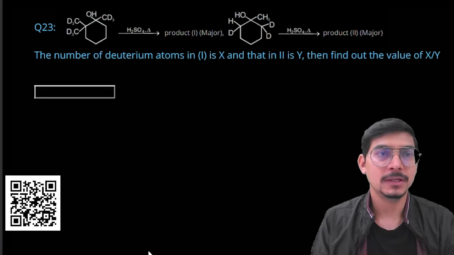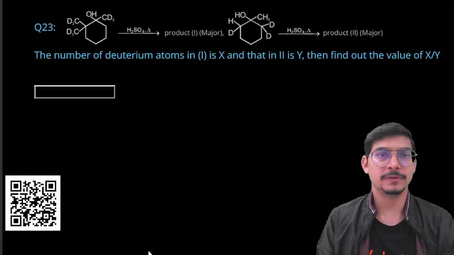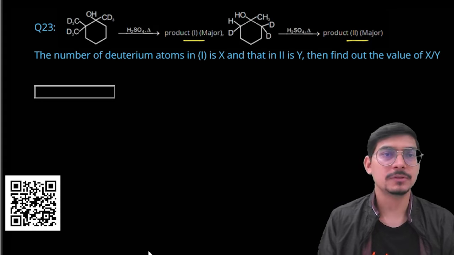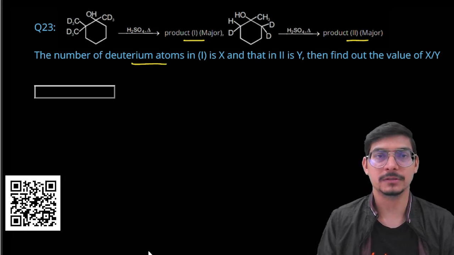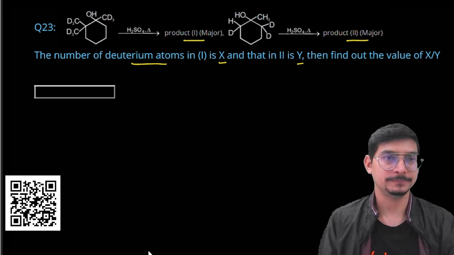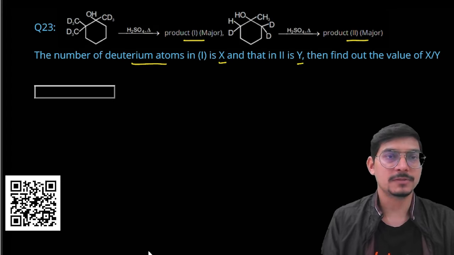Hi everyone. In this question, we are given two different alcohols which are being heated with sulfuric acid. And in the major product of these two reactions, we have to count the number of deuterium atoms. As per the question, the number of deuterium atoms in product 1 is X and that in product 2 is Y. Then what is the value of X by Y? Let us start by looking at the first molecule.